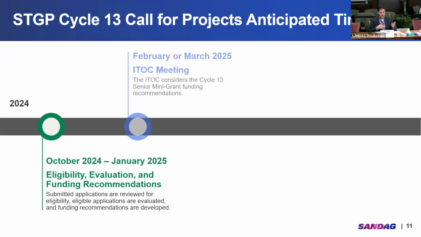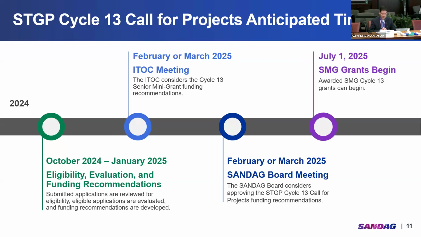And then from there, submitted applications are reviewed for eligibility, eligible applications are evaluated, and funding recommendations are developed. This phase of the process is expected to be from October 2024 through January 2025. We then plan to return to you in February or March 2025 with funding recommendations for the Senior Mini Grant Program once the process concludes. And then pending board approval in early 2025, awarded Senior Mini Grants could begin July 1st, 2025. And the grant term for operating and mobility management grants through the Senior Mini Grant Program is about 2 years.